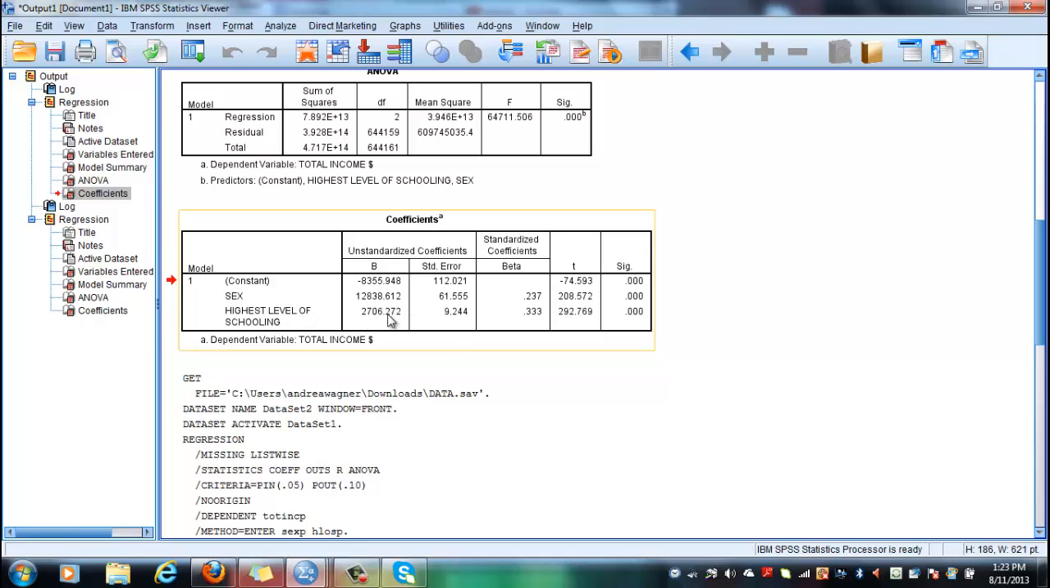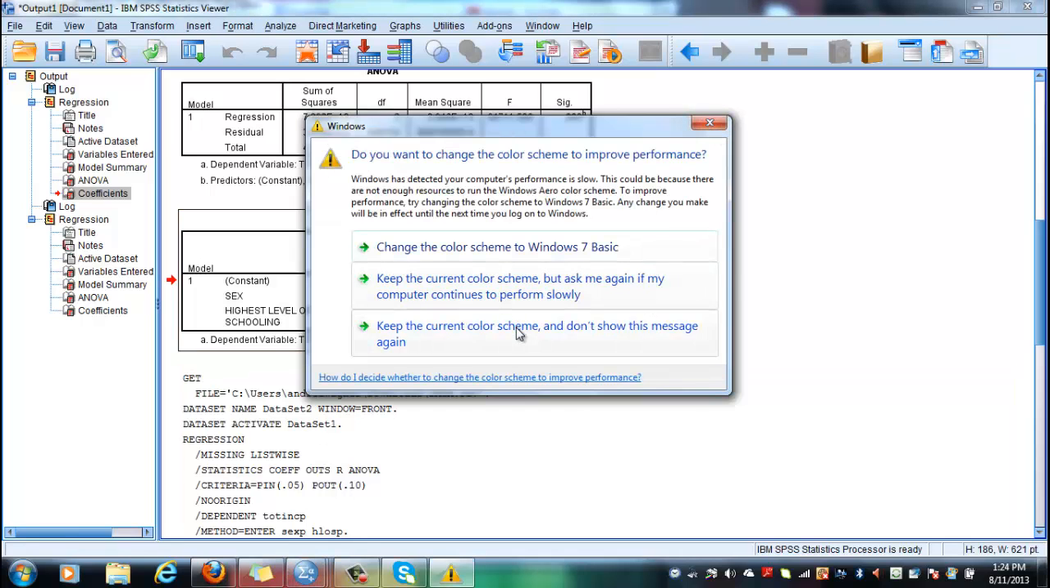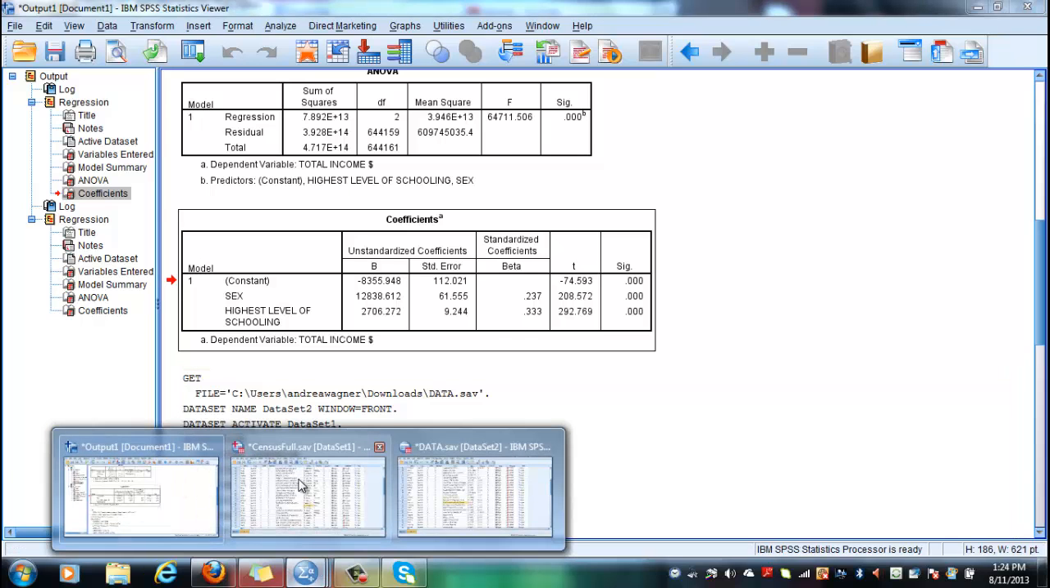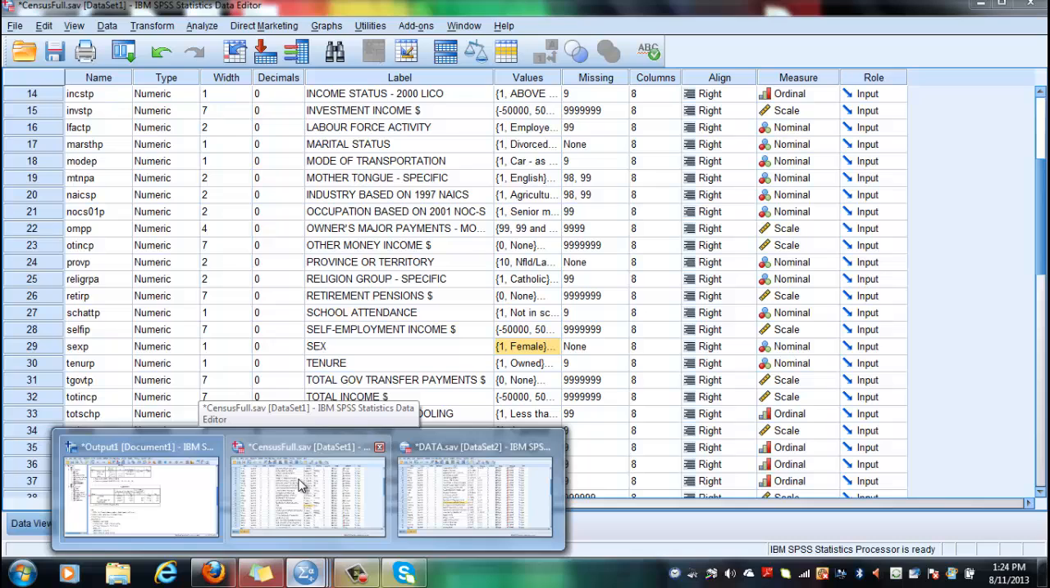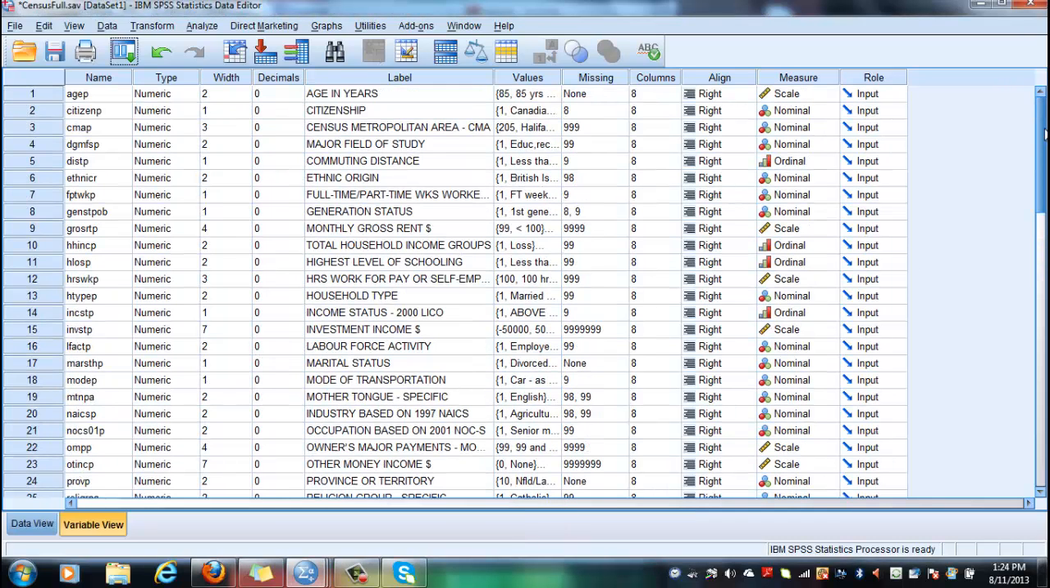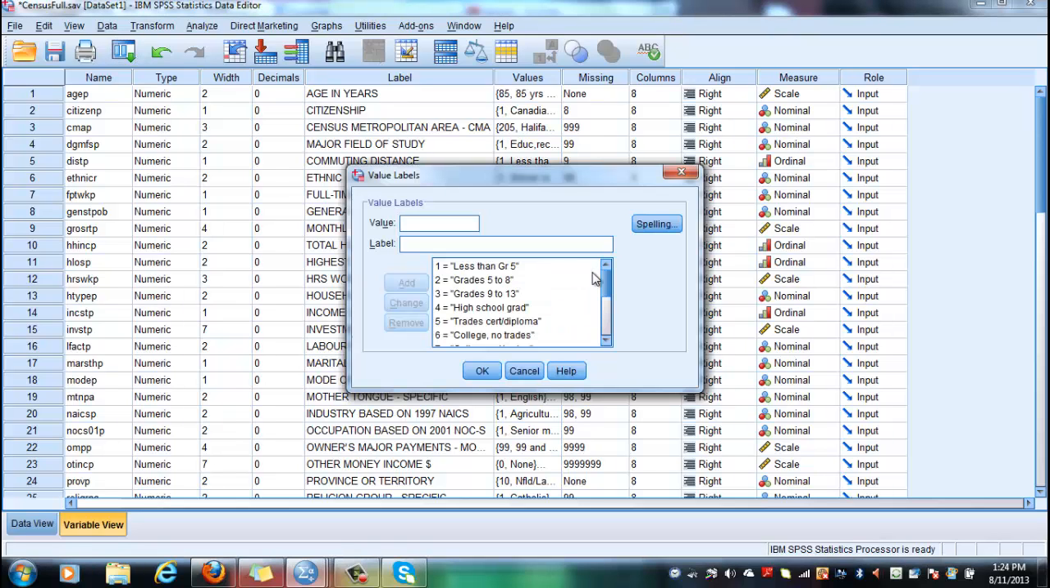Highest level of schooling, same story for the partial slope, a 1 unit change in highest level of schooling. Controlling for gender, so gender is not taken into account, will increase your income by $2,706. Now let's go back and see how highest level of schooling is coded, so we understand what it means that a 1 unit change occurred in my independent. So highest level of schooling, where are you? Here it is. So you can see how it is coded. 1 would mean less than grade 5, 2 is grades 5 to 8. So there are a lot of other categories.